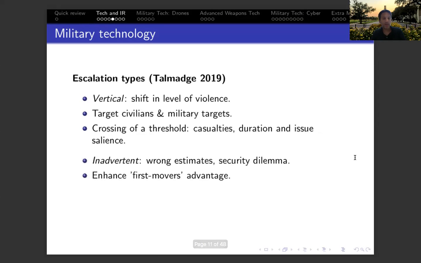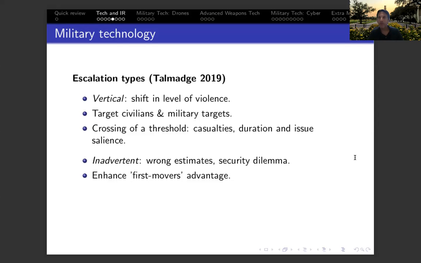Another type of escalation where military technology can have an effect is what can be viewed as an inadvertent type. And that's based on wrong estimates due to failure to appreciate the pressures that one's action places on the opponent. Think about it again, just like I talked about in the previous slide, in the context of the security dilemma.